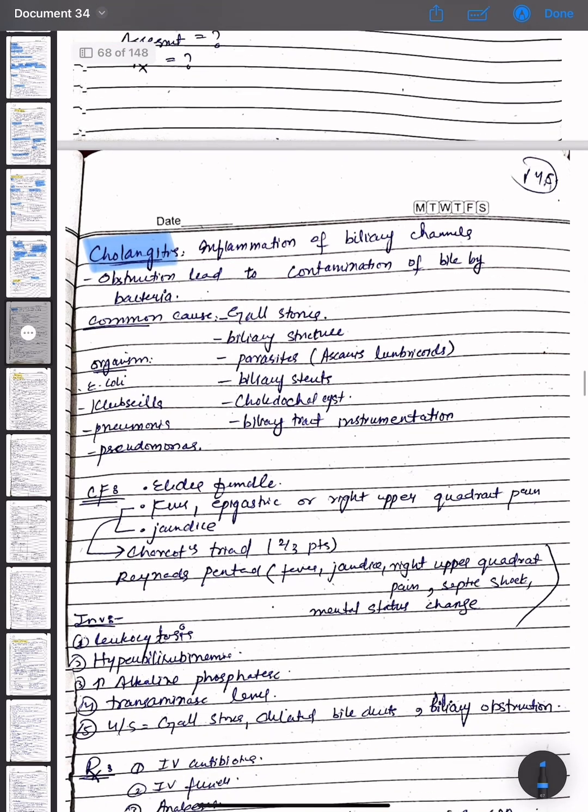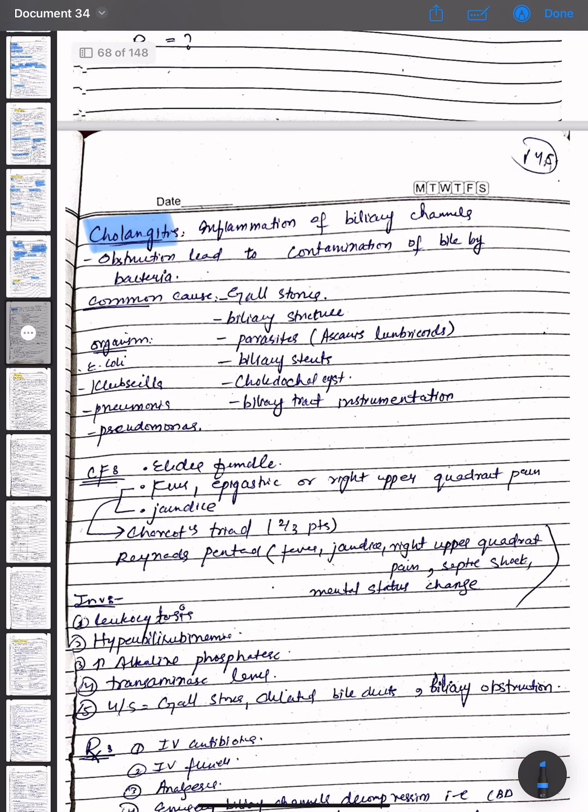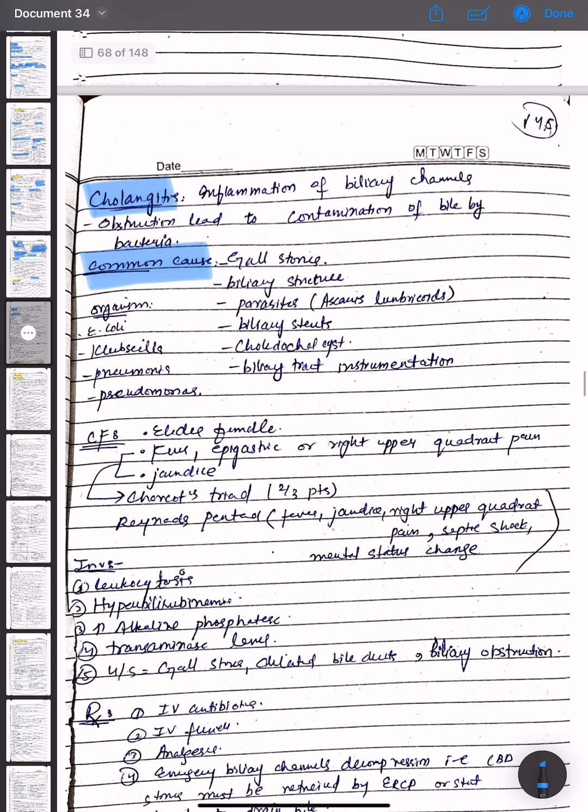Obstruction leads to contamination of bile by bacteria. The common causes for cholangitis are gallstones, biliary strictures, parasites like Ascaris lumbricoides, biliary stents, choledochal cyst, and biliary tract instrumentation. The common organisms are E. coli, Klebsiella pneumoniae, and Pseudomonas.